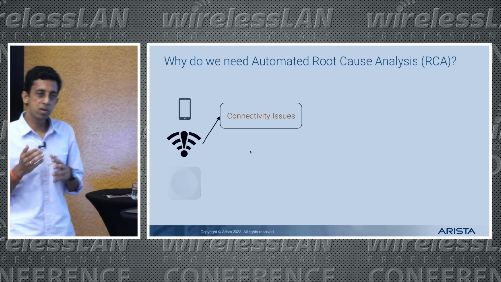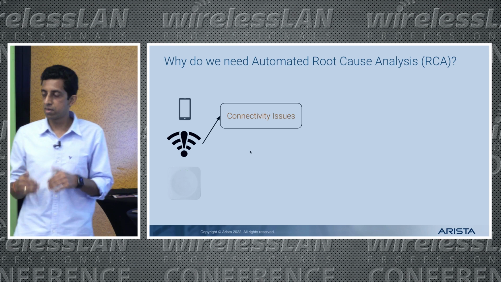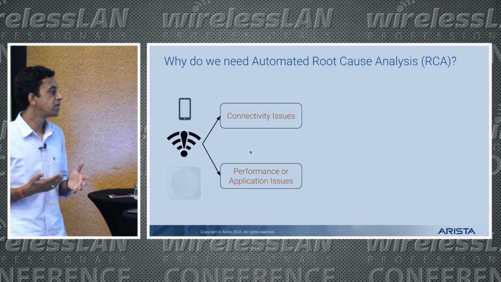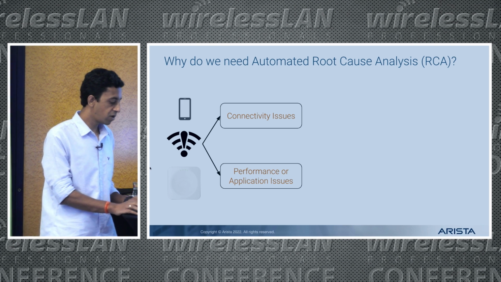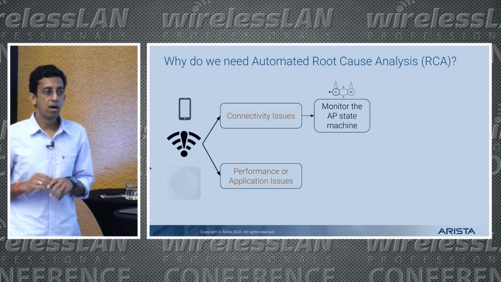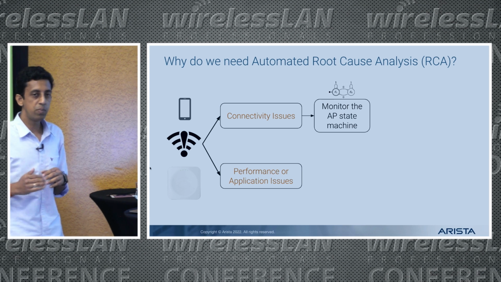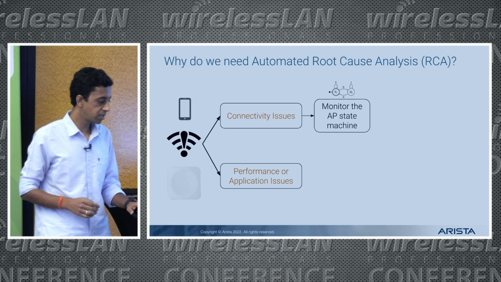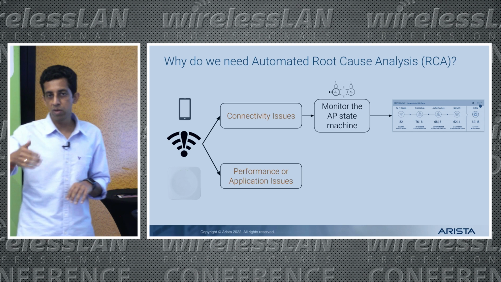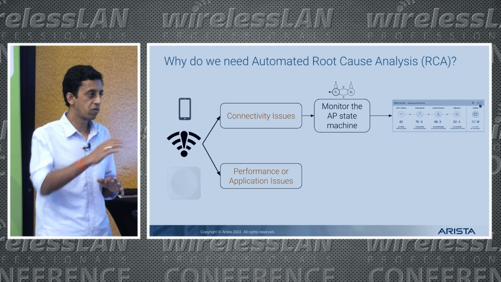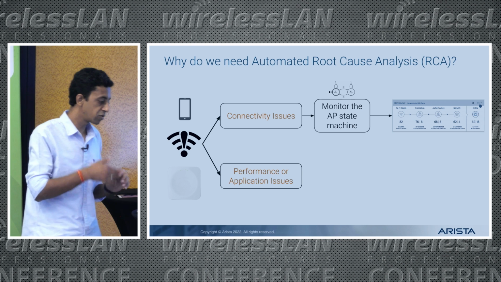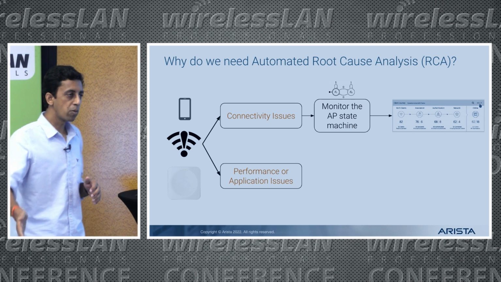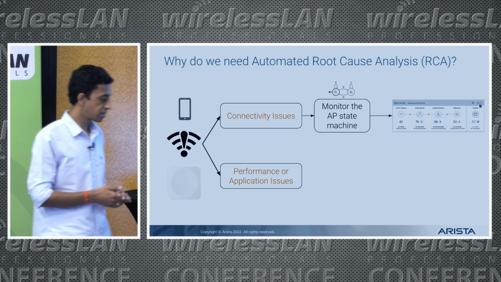So let's talk about the problems that a client can face in a network. We have connectivity issues, and we have performance or application issues. Now for connectivity issues, you can monitor the AP state machine to see where the client is in that entire process. And what you can do eventually is say where the client is falling off or where it is facing the issue. Is it the association phase, authentication phase, and so on. So this is a solved problem at this point. Pretty much everyone is doing this.